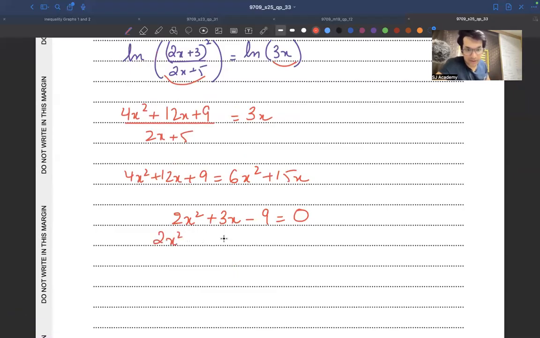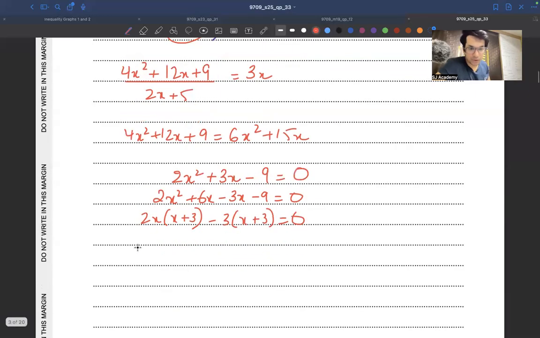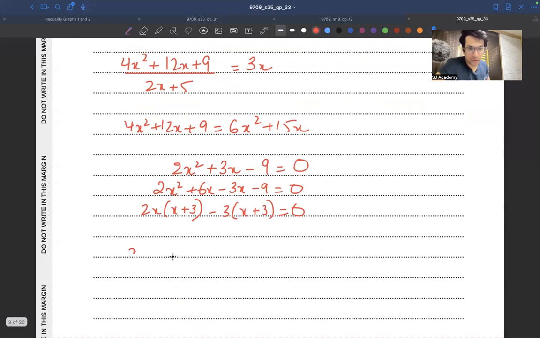So factorizing this, we'll get 2x squared plus 6x minus 3x minus 9 equals 0. 2x into (x plus 3) minus 3 into (x plus 3) equals 0. So the two values of x would be x equals 3 upon 2 and x equals minus 3.